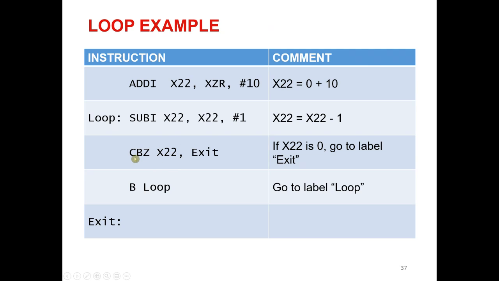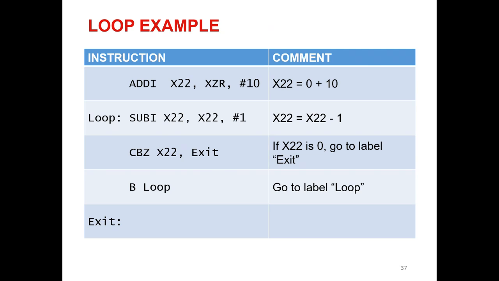So compare and branch if 0. If register 22 is equal to 0, then if yes, we go to a place, to a label called exit, which is actually here and which is doing nothing. And if not, what happens if register x22 is not 0?